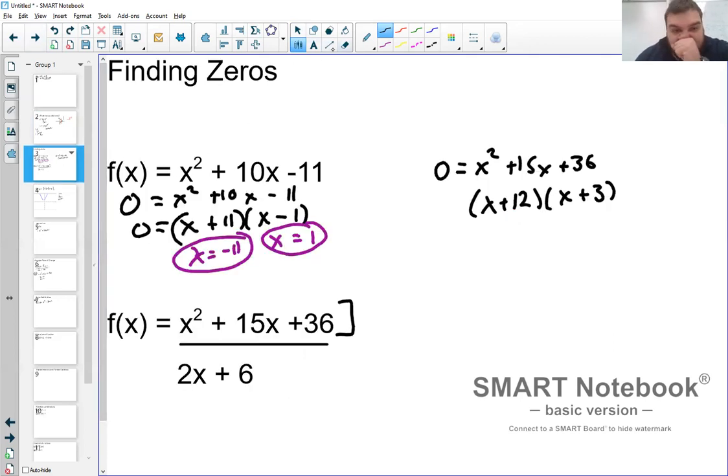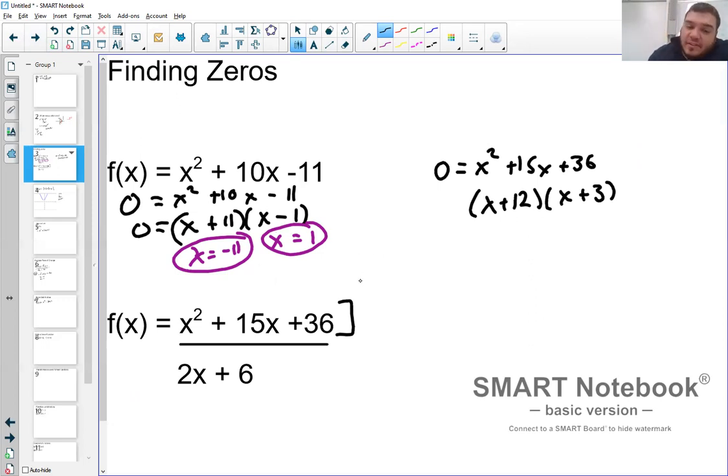Next one, finding zeros. So finding zeros here. On the first one, I factored it. I don't want to go over practicing factoring. What multiplies to negative 11 and adds to 10? 11 and negative 1. And then you just do the math. You have x equals negative 11 and x equals plus 1.